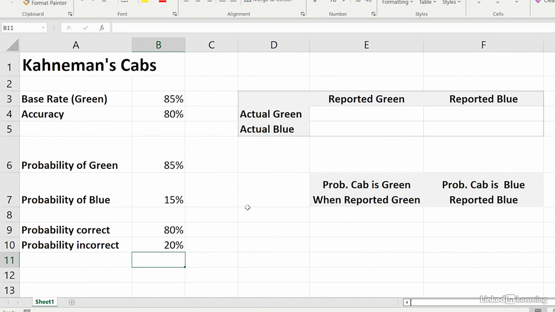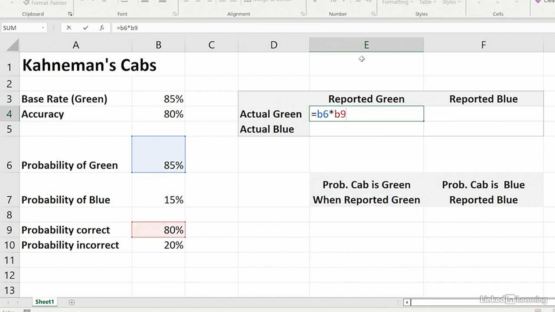We can now use those probabilities to find the probability of a particular scenario happening, and we'll do that over here in our classification matrix. In cell E4, I want to know the probability that a cab is reported green when it's actually green. So type an equal sign, and the probability a cab is green is in B6, and we'll multiply that by the case where the witness is correct, and that's in B9, and enter.